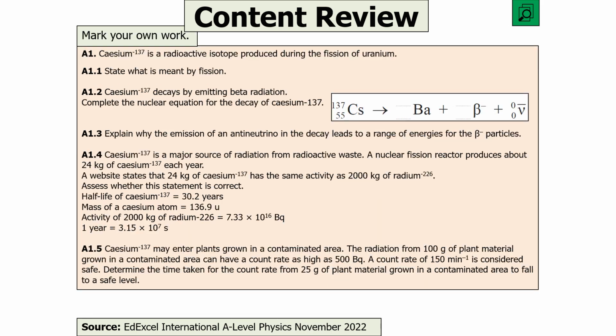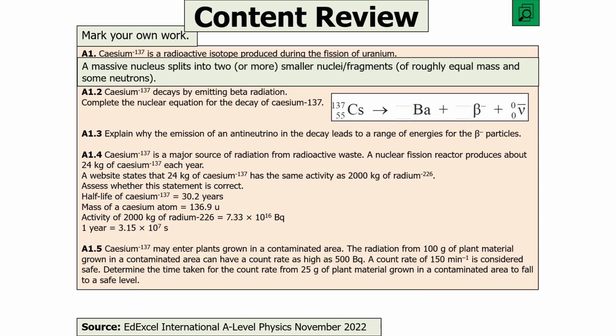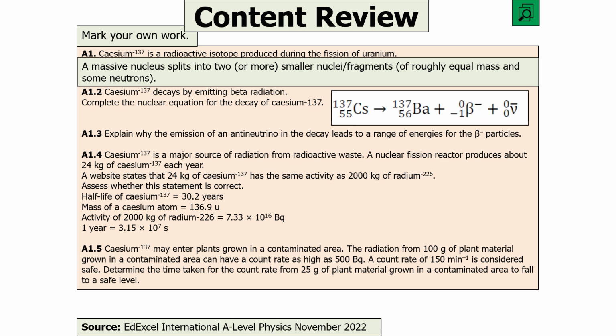Right, firstly, fission is when a massive nucleus splits into two or more smaller nuclei or fragments, and you'll also get some neutrons and gamma radiation as well. Now in this next one, we know that beta minus is going to be 0, minus 1. The numbers at the top and the bottom have to be conserved, so therefore barium is 137, 56.